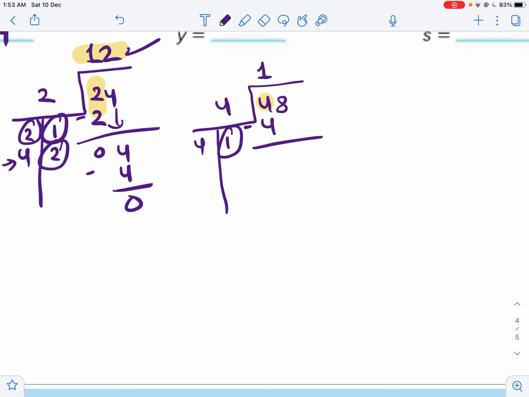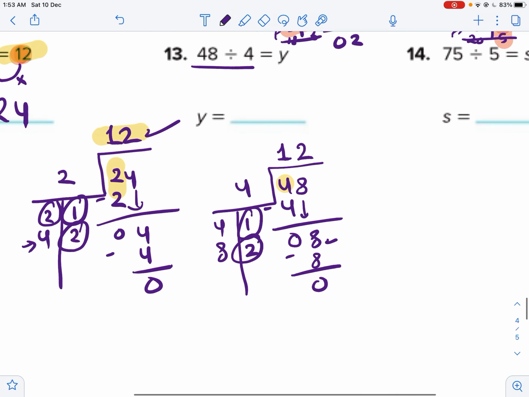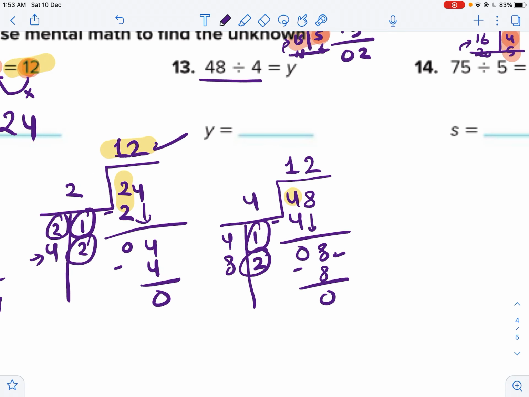Then you subtract. 4 minus 4 is 0. Now you bring down the 8. Now 8 divided by 4. Let's continue in the times table. We're gonna look for the 8. 2 times 4 is 8. Here we are, we found it. And the hero this time was the 2. Now you subtract 0, so the answer for this problem is 12.